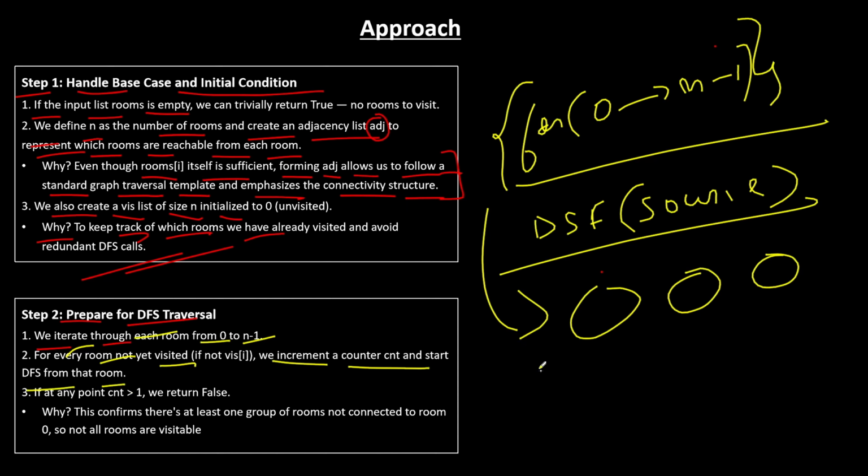This is the initial condition, if you remember, after the for loop. If at any point count is greater than 1, we return false immediately, because there is no use of going any further for the other components, because it is not able to visit all the rooms from the starting source, which is 0, right?